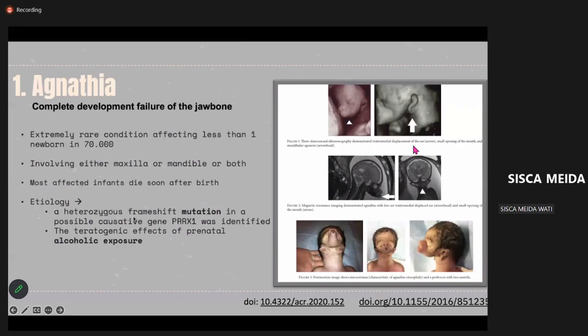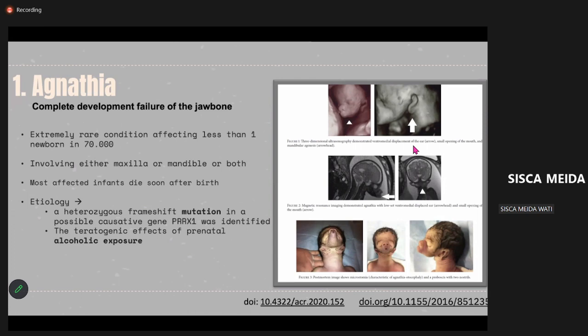So first, let's talk about agnathia. So agnathia is a complete developmental failure of the jawbone. So both maxilla and mandible did not develop well. In this case, actually, this is an extremely rare condition affecting one newborn in 70,000 newborns. And like I mentioned before, in this condition, both maxilla and mandible are included. And most infants that have agnathia will die soon after birth.